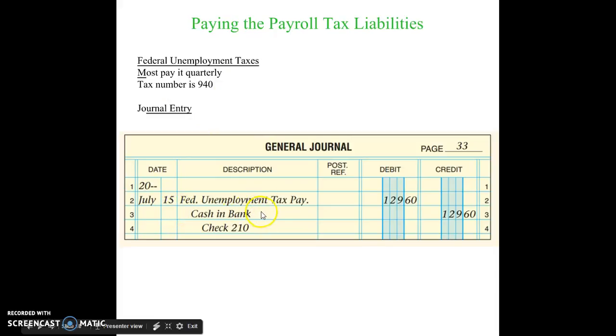So on July 15th, a debit to federal unemployment tax payable for $129.60, credit cash and bank $129.60, source document check 210. Again, recorded just like any other payment to a liability.